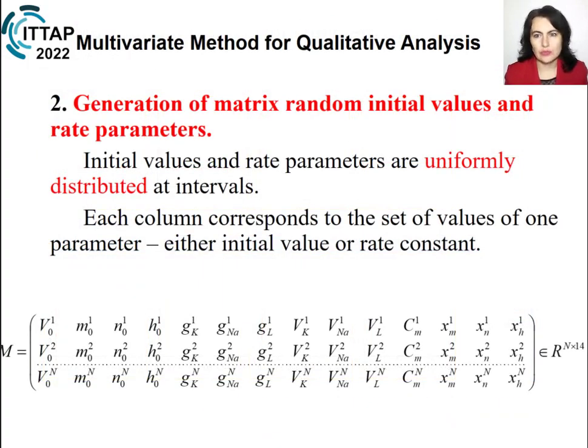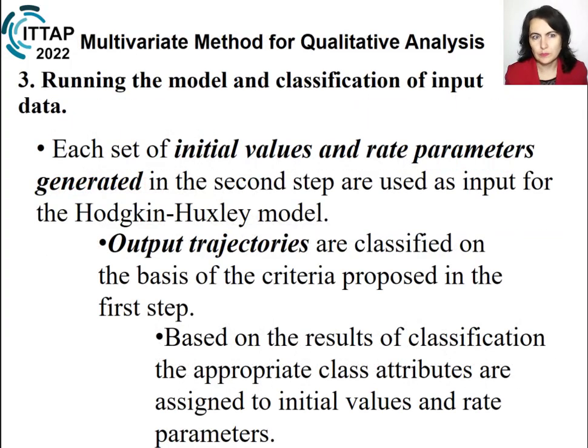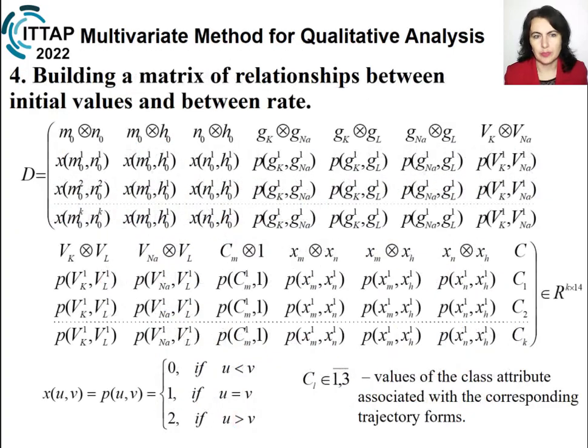In the second step, we assume that the initial values and velocity parameters are evenly distributed at intervals. Each column corresponds to a set of values of one parameter, either the initial value or the speed parameter. Each line is a set of initial values and rate constants for one run of the method based on the model. In the third step, for each set of initial values and rate parameters generated, output trajectories are classified on the basis of criteria proposed in the first step.